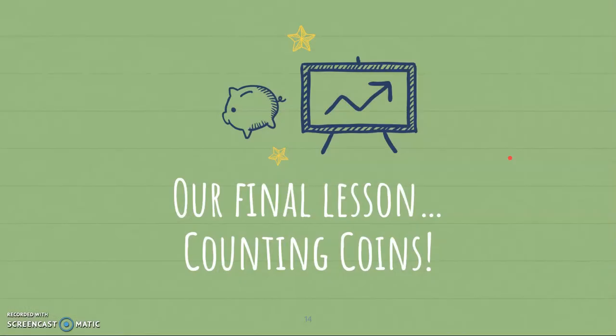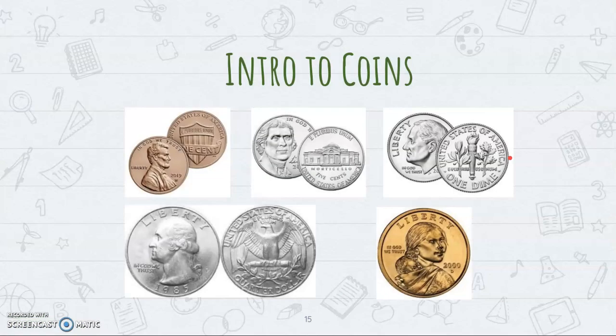So our final lesson is counting coins, which is very important because having change will help a lot when you're making daily transactions. So we have a lot of coins that may be a little bit difficult to figure out how much they're worth. Let's start with our smallest value coin, the penny. It has a picture of Abraham Lincoln and is worth 1 cent, or $0.01.